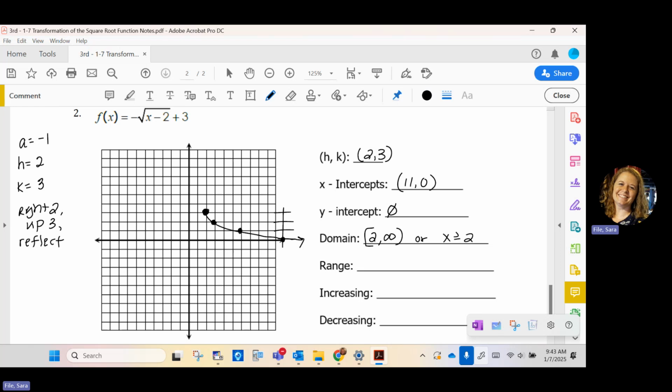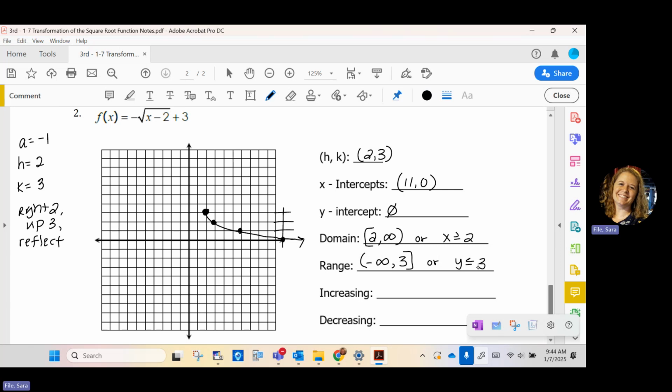Okay, now range is low to high because this one is flipped upside down. It's not going to be k to infinity. It's going to be negative infinity up to k. And what is that k value? It's 3, right? So as an inequality, instead of saying y is greater than or equal to 3, it's below. So it's less than or equal to 3.